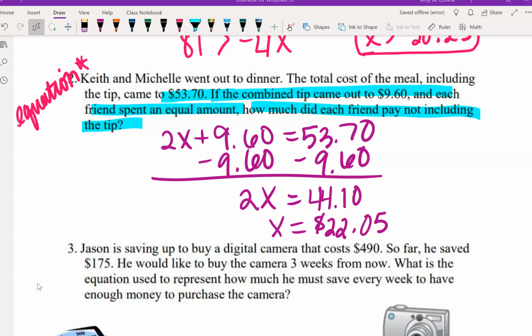Okay, so for Keith and Michelle, the equation I got was 2x plus $9.60 equals the total $53.70. So when you do your order of operations and solving for equations, you move the 9.60 over using subtraction, divide by your 2, you should get $22.05. That's how much each friend paid. So make sure that when you're looking for your information, you're including everything you need for your equation. So each friend spent an equal amount, so they split the bill, and then they did a combined tip of $9.60.